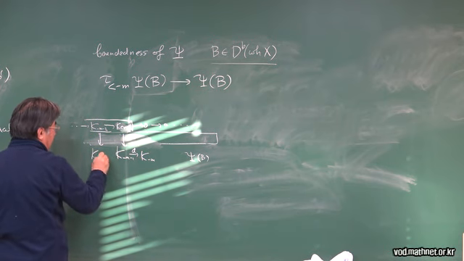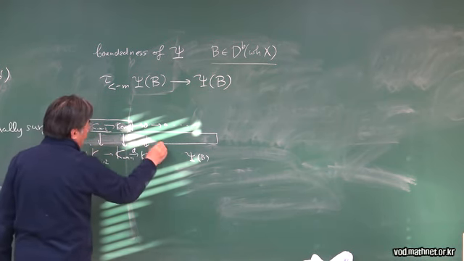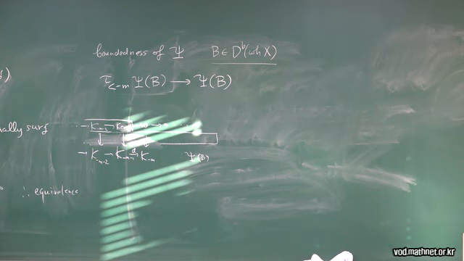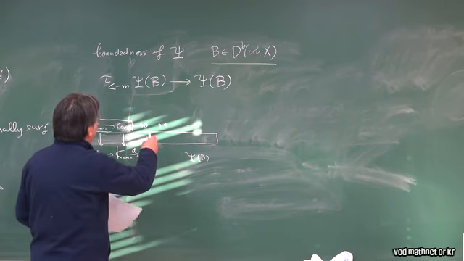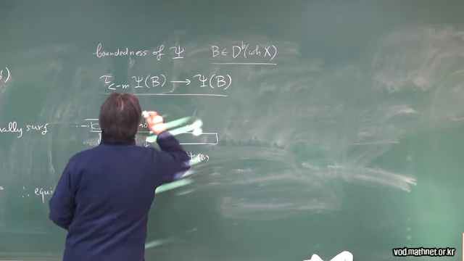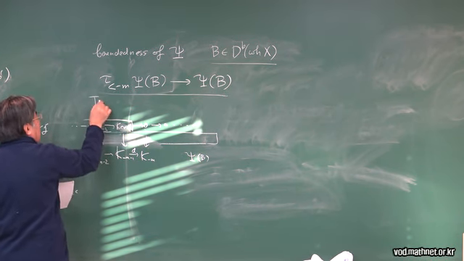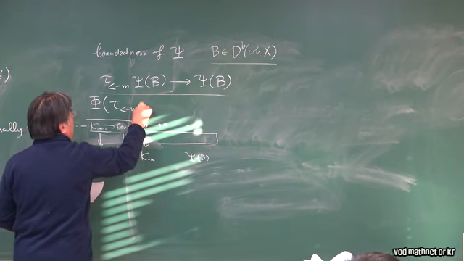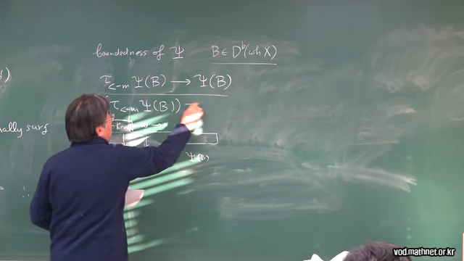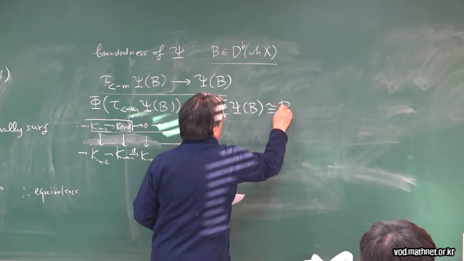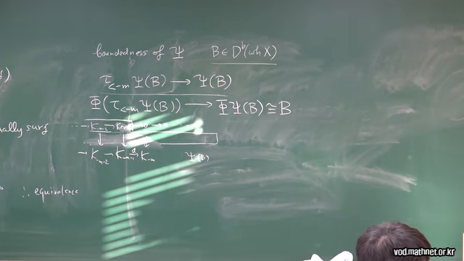K minus m minus 2, and so on. Since I took the kernel, this and this are the same. So I have a truncation, and so there's a morphism like this. And then I take phi of this, phi to phi psi b, and this is b. So phi and psi are quasi-inverse functors.